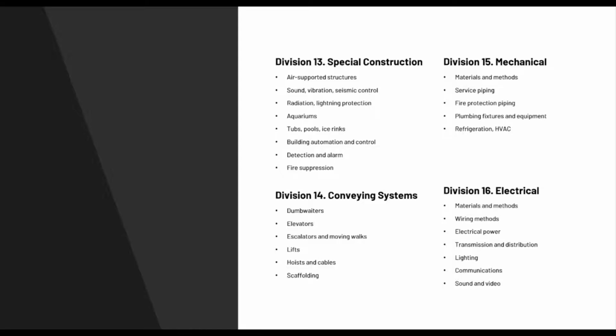Division 14, conveying systems, which would include dumbwaiters, elevators, escalators, lifts, hoists, cables, scaffolding. So, ways of conveying. From the word itself din talaga eh. Division 15, mechanical, which include service piping, fire protection, plumbing fixture, HVAC, refrigeration.